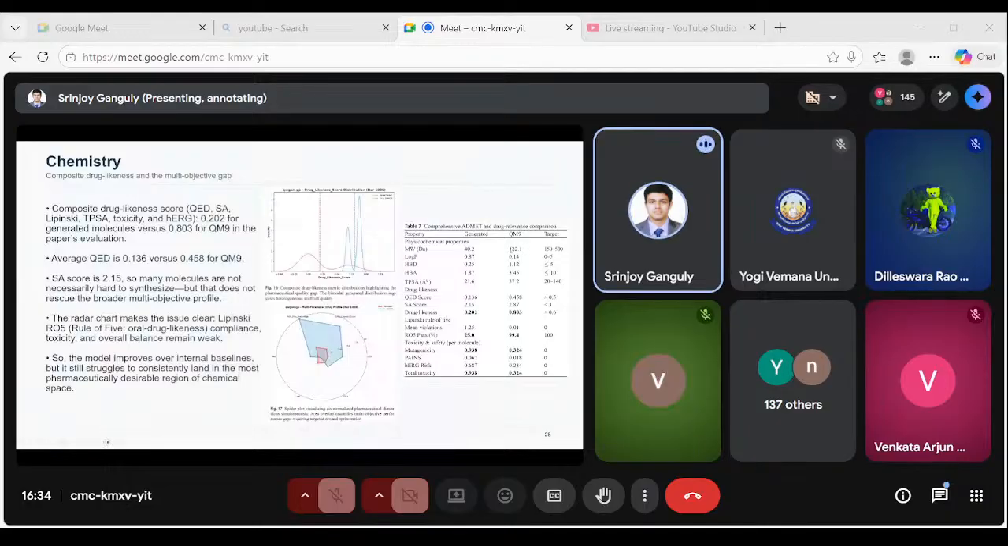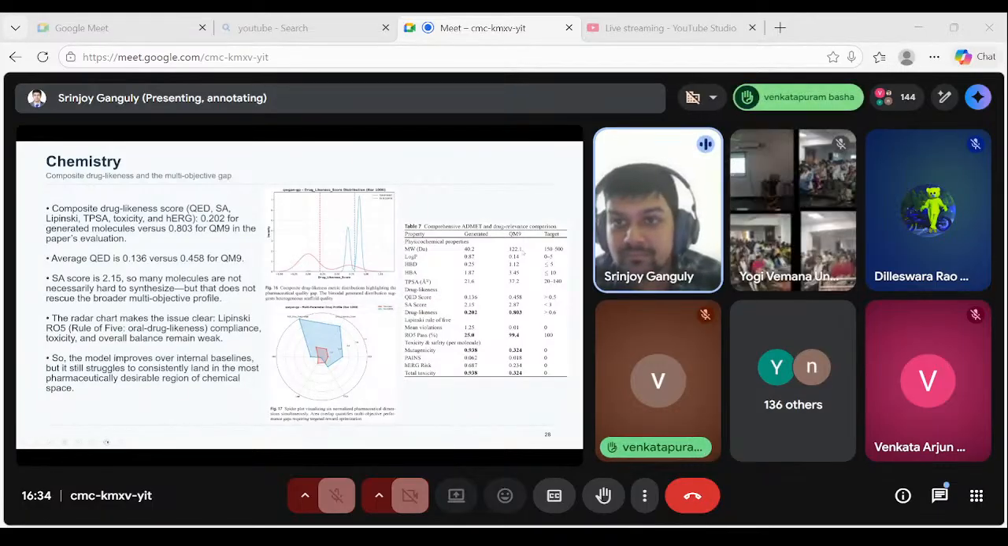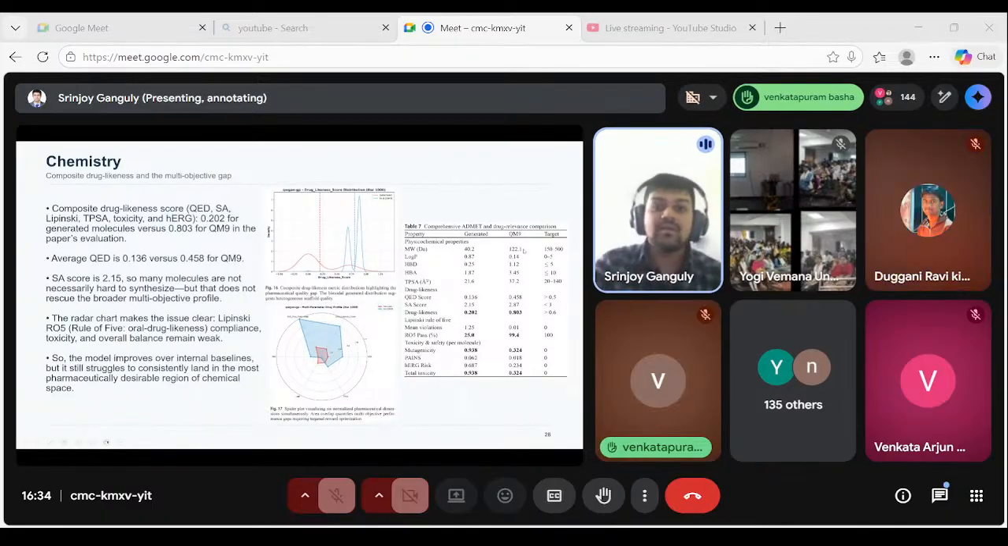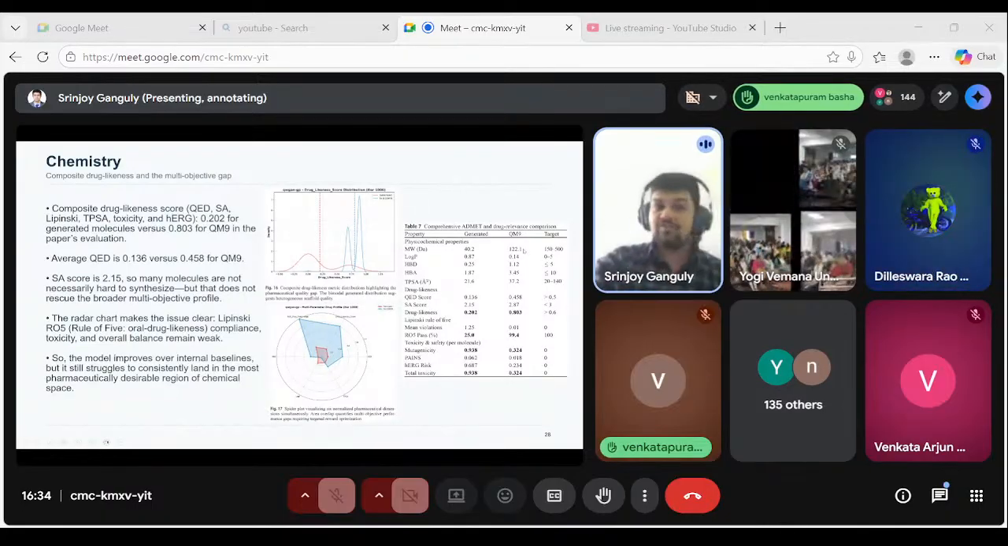So if you see, the true data set has a molecular weight of 122.1, but our generated is only 40.2. So not good at all. The target should be between 150 and 500. Even for QM9, it's a little bit below the target, but still very close to the target, very close to 150.